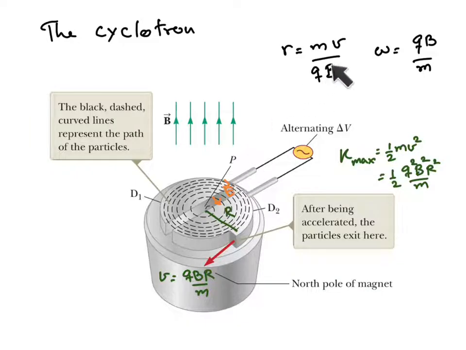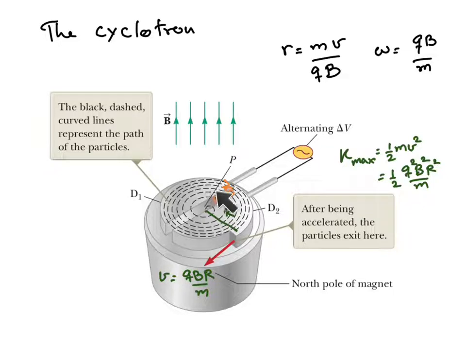When the velocity of the particle increases, the radius of the trajectory also increases. So the particle will orbit with a larger and larger radius. Every time the particle passes through the gap, it will gain energy from the electric field, the velocity of the particle will increase, and the radius of the trajectory will increase.